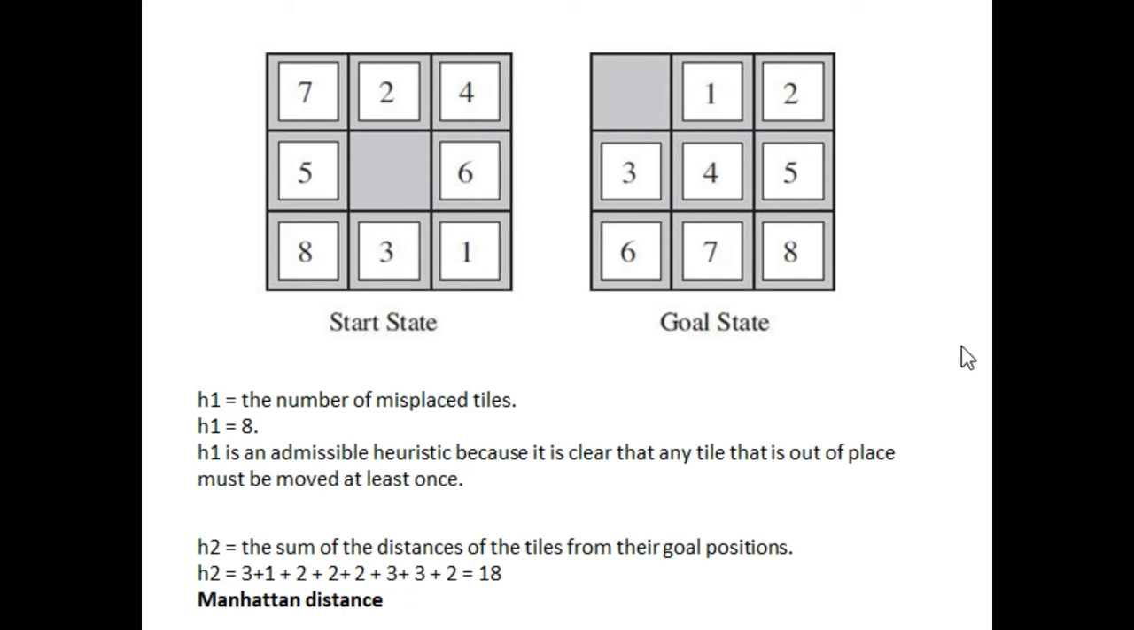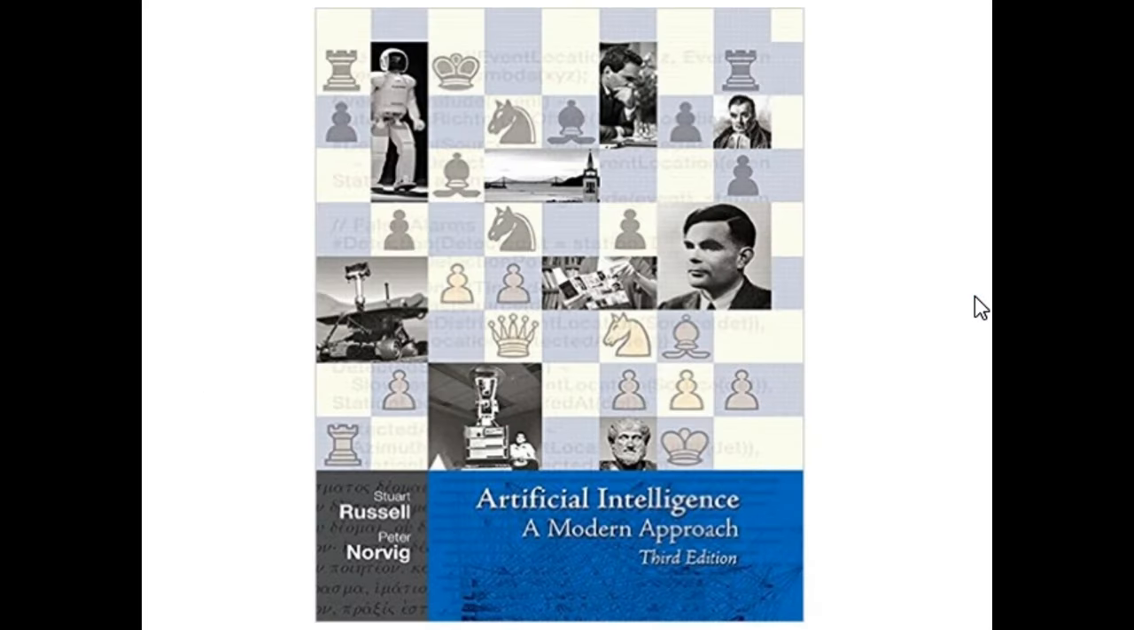So I hope that if you start solving problems this way, you will get good solutions, and the best path will be returned through these heuristic values. So this is the end of the third chapter according to this book, Artificial Intelligence: A Modern Approach.